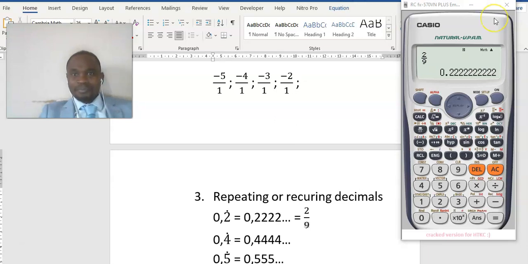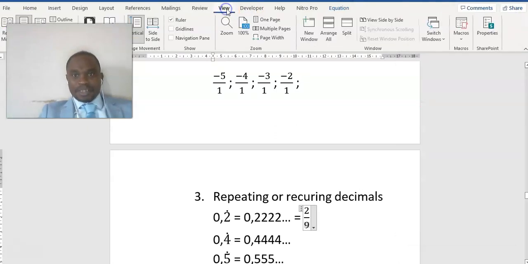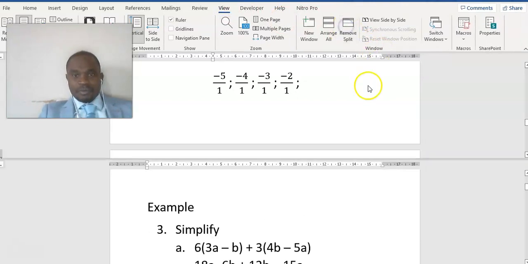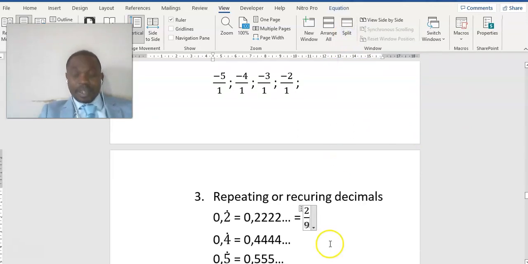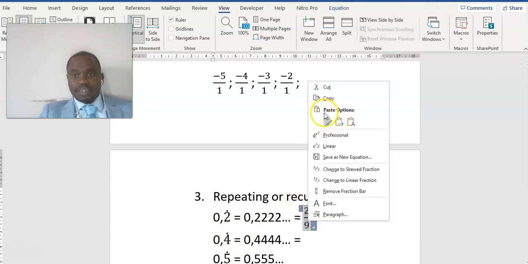Now, the next thing I'm going to do is split this. Okay, now let's look at 0.4 with a dot at the top. 0.4 with a dot at the top. What is it going to be?